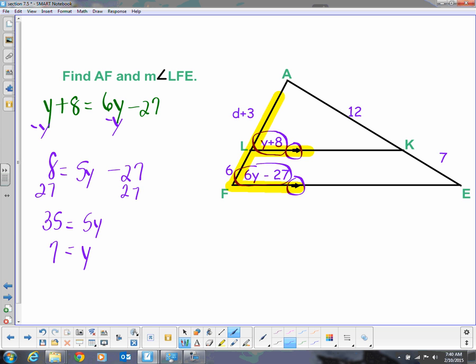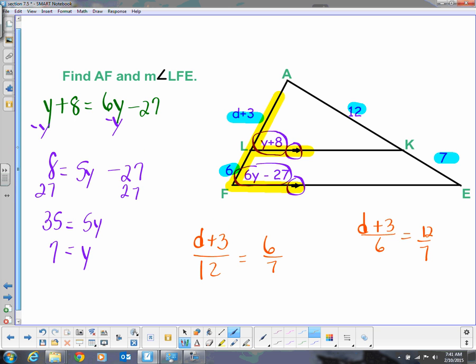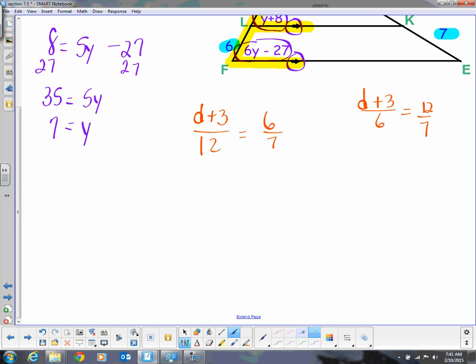7. All right. So what proportion can I write now? Brittany N? I've got this information here. I've got this, and this, and this, and this. What kind of proportion could I write? D plus 3 over 12 and 6 over 7. Excellent. We could have done D plus 3 over 6 and 12 over 7, however you see that. We're going to work with this one. We're going to start to solve this.